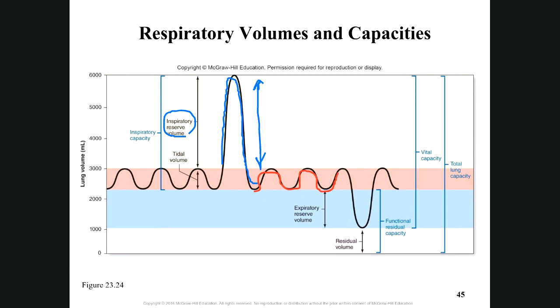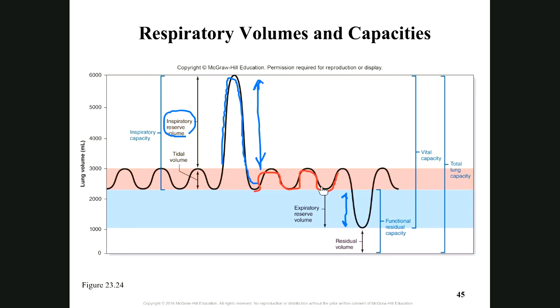Sometimes we do forceful exhalation. Forceful exhalation is here. When you exhale more than normal, when you exhale beyond the tidal volume, this amount of air which goes out is called expiratory reserve volume.